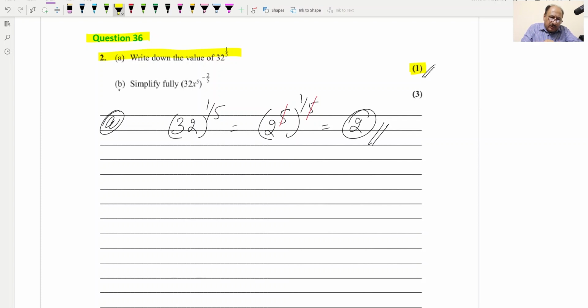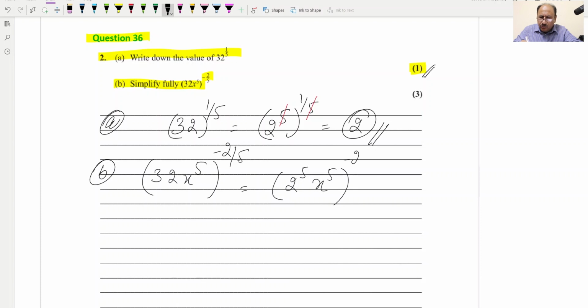So the second part, we have to simplify this. This is B part: 32x raised to the power 5, whole raised to the power minus 2 by 5. We can take the power separately for each and every factor. So 32, we can write as 2 raised to the power 5, and x raised to the power 5, and minus 2 over 5. We can reshape it like this.